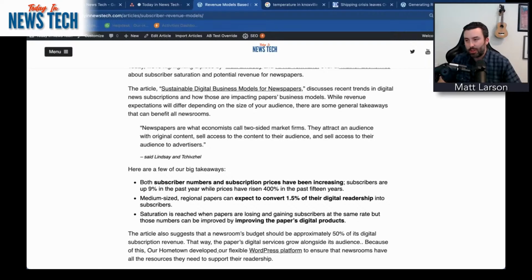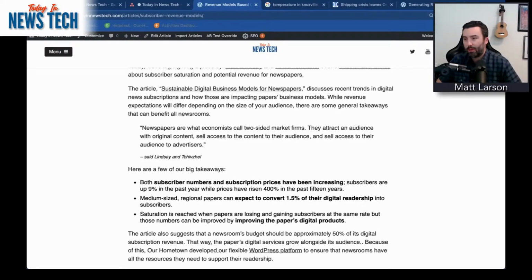So this is what we were just saying, like that 1.5% is your reader revenue. Those are the most dedicated people that want access to everything. And then the other 98.5%, hopefully you're able to give them enough free stuff to keep them coming back so that you can monetize them with the ad network.